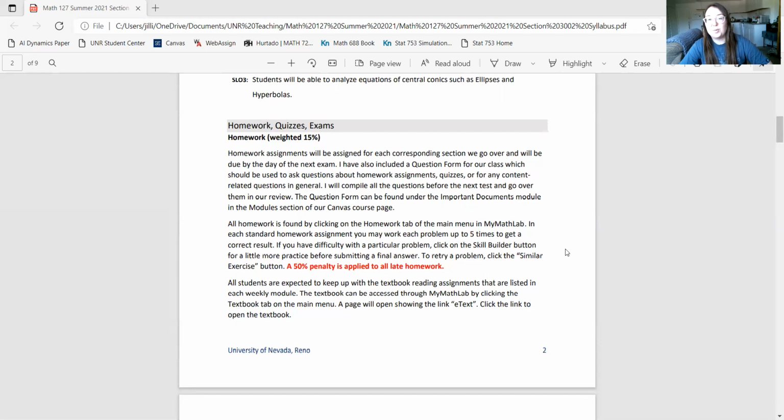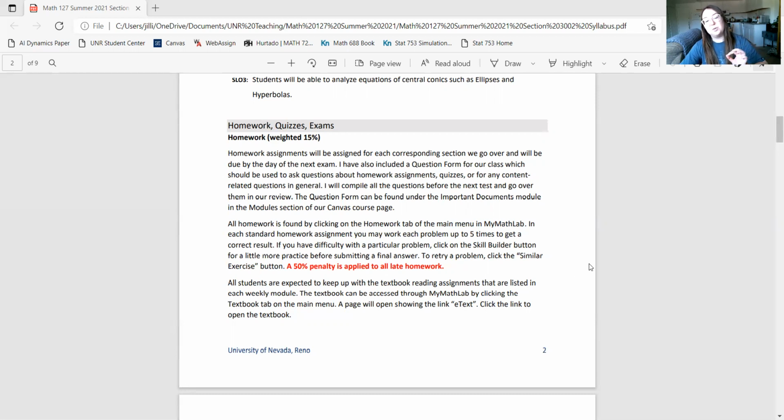All late homework is going to have a 50% penalty. So if the homework is late and you got 100%, that means you'll get a 50% on it. This goes for all late homework. If you submit half the assignment on time and the other half late, the part that's late is going to be the one that gets the penalty.